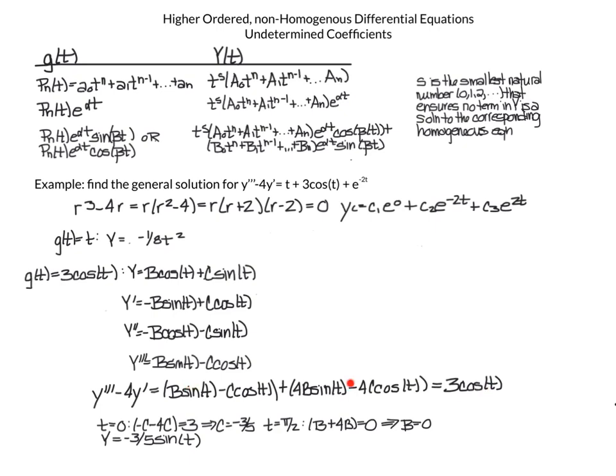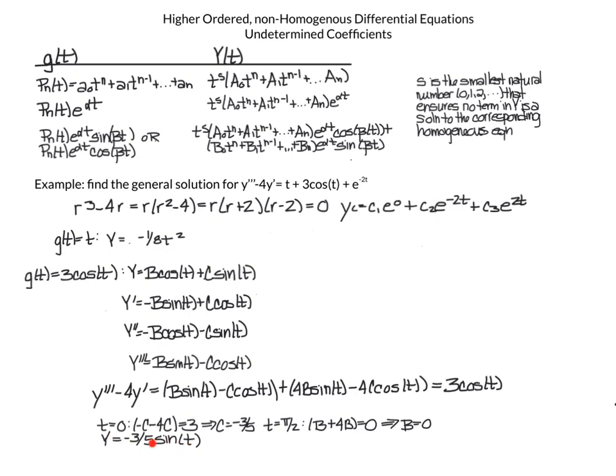Another way of doing this is saying that this equation here should hold for any value of t, so I can just say for t equals 0, sine goes away, and cosine goes to 1. So I have my minus 4c is equal to 3. And for t equals pi over 2, our cosines go away and our sines become 1. I could have b times 1 plus 4b is equal to 0, since there's no cosine term. And that will give me c is equal to minus 3/5, b is equal to 0.